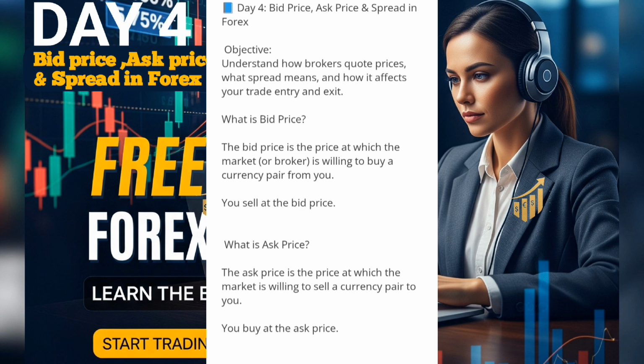Bid price, ask price and spread in Forex. Objective: understand how brokers quote prices, what spread means, and how it affects your trade entry and exit.